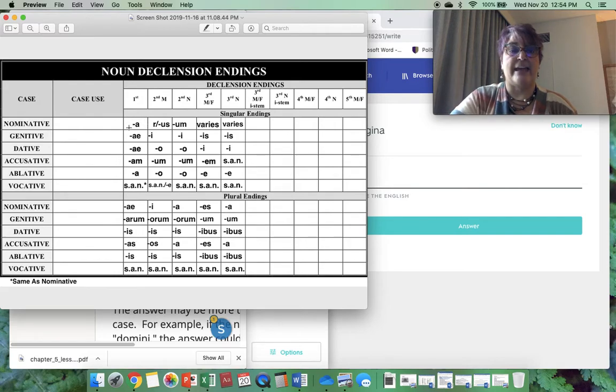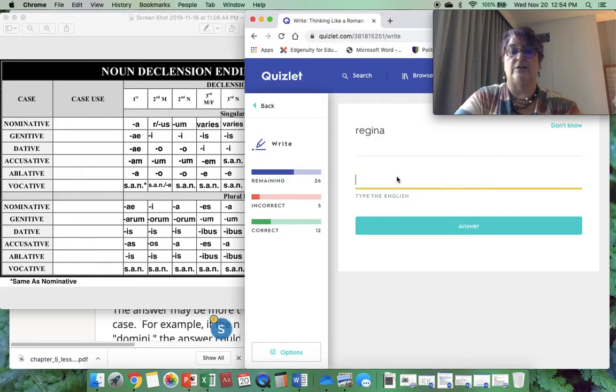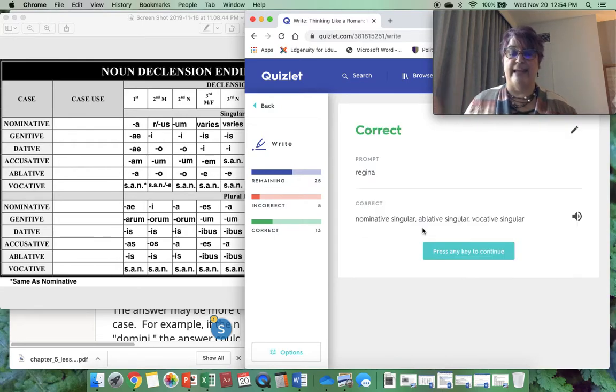It ends with A, nominative singular, ablative singular, and then same as the nominative, so that would be an A again, is vocative singular. So I said nominative singular, ablative singular, and vocative singular. And I have everything correct.